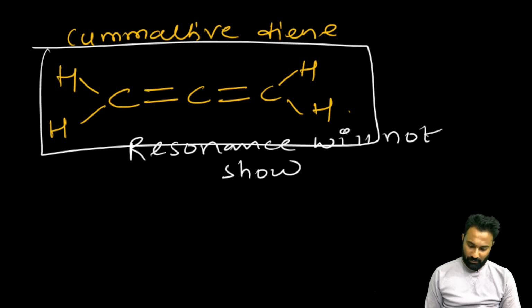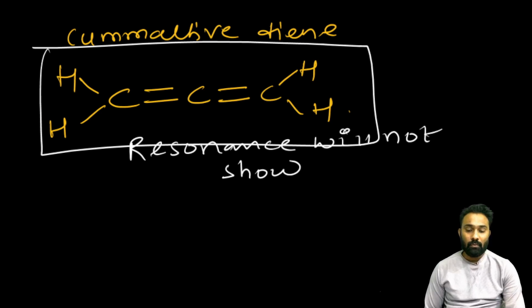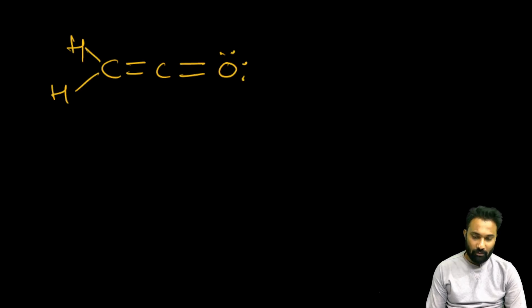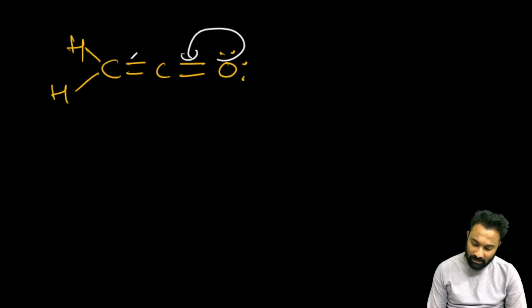Clear? Now next, if an even number of cumulative dienes is given, resonance is not possible. Next, suppose one molecule is given in this manner: CH2 double bond C double bond O. In this case also we have a cumulative diene, right? Now if this compound is given, here delocalization is possible.